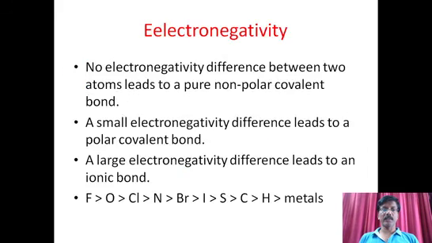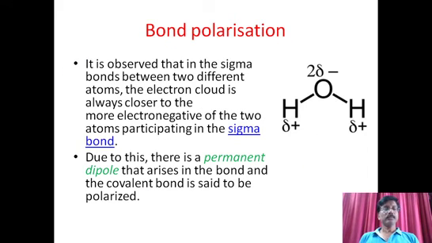Now let us get back to our bond polarization here. Because of the difference in electronegativity of two atoms, we can expect polarization. If there is no electronegativity difference, then polarization is not there. If the electronegativity difference becomes more and more, polarization becomes more and more. This is what we call bond polarization, that is, shifting of the bond electrons towards one atom, in simple words.